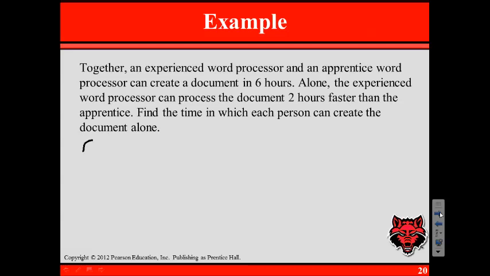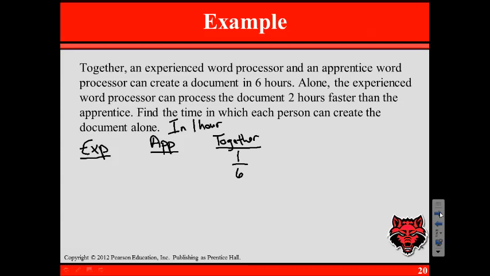Okay, so we have the experienced person, we have the apprentice, and we have the amount of time it takes them together. Now we know together it says they can complete one job in 6 hours. So just like we've done in previous examples like this, we want to know how much they can do in 1 hour. If it takes them 6 hours to complete the entire job, in 1 hour, together they can finish 1/6 of the job.